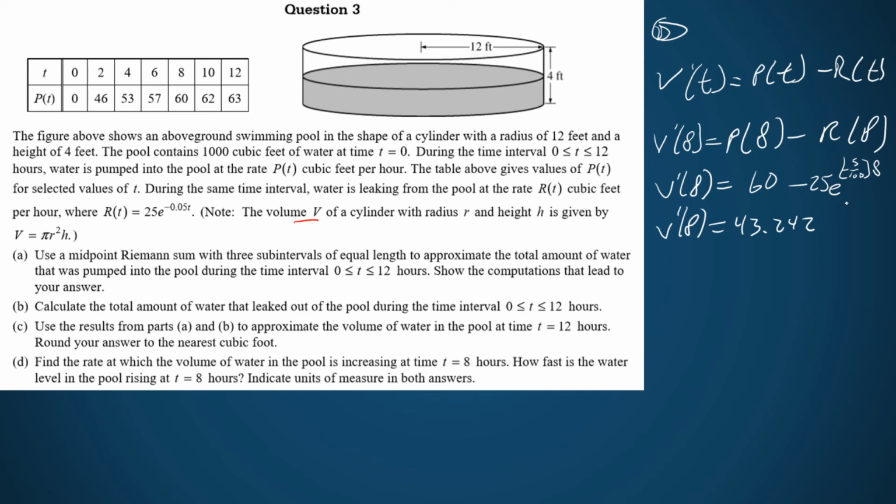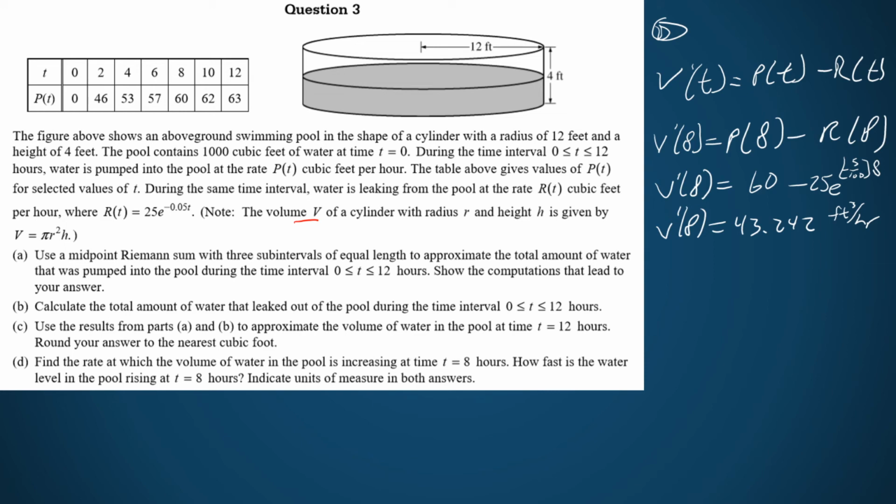And what are my units? Cubic feet per hour. This is the total rate of change of the water when you consider how fast it's coming in and how fast it's coming out. My net change is an increase of 43.242 cubic feet per hour at exactly 8 hours after we started.